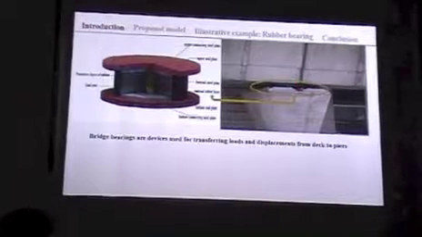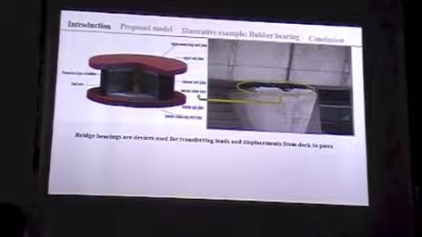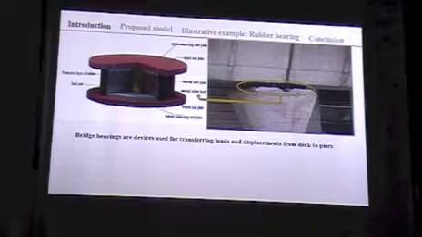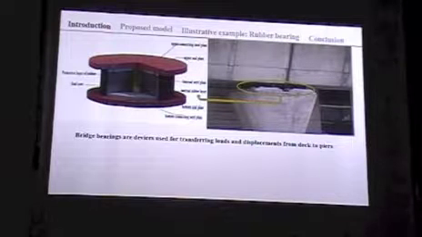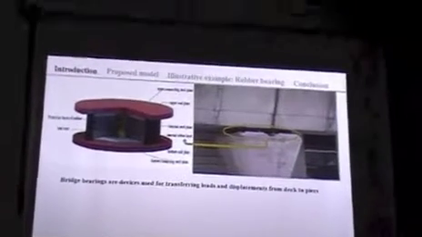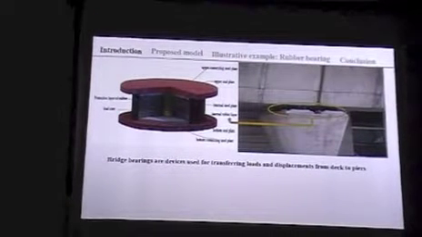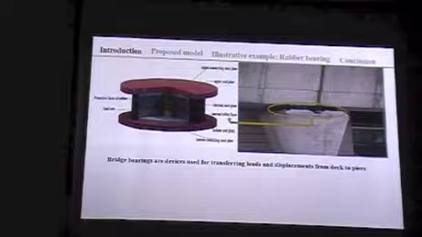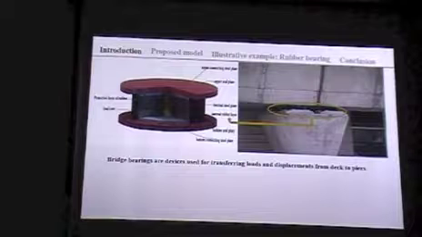Bridge bearings are devices used for transferring loads and displacement from the deck of the bridge to the piers of the bridge. Laminated rubber bearings are used to avoid transferring damage when the bridge is subject to thermal expansion or vehicular motion, even while transferring loads to the piers.